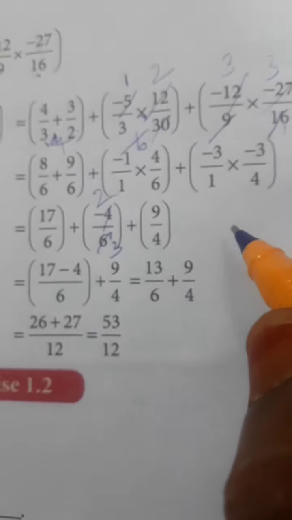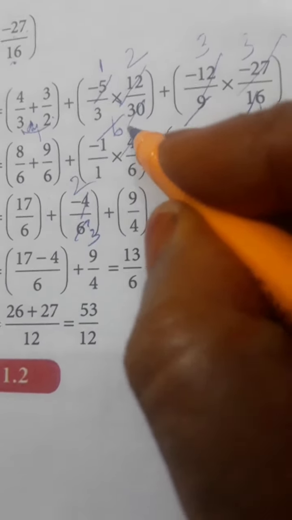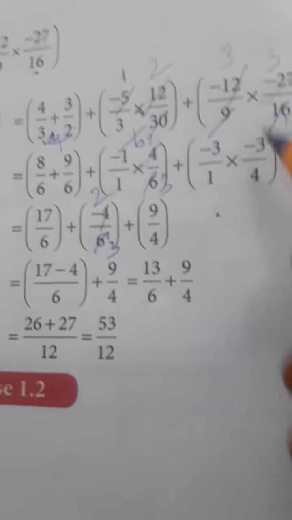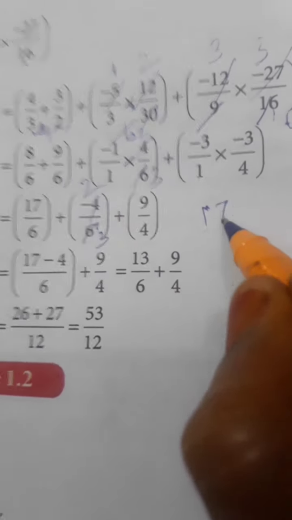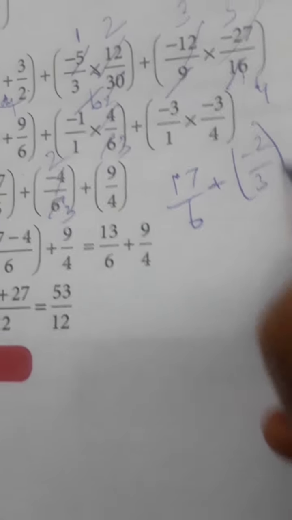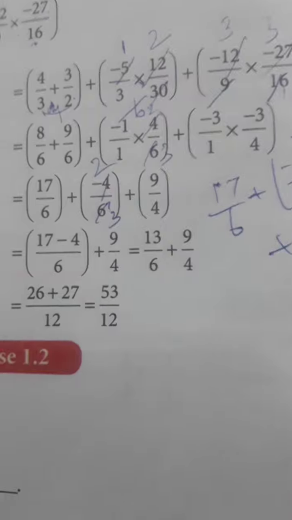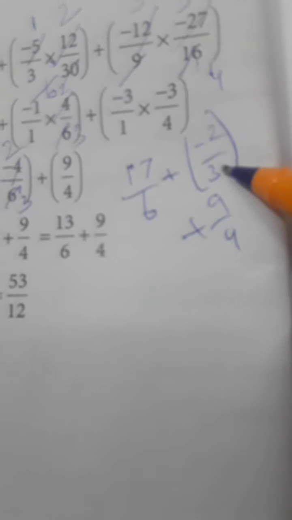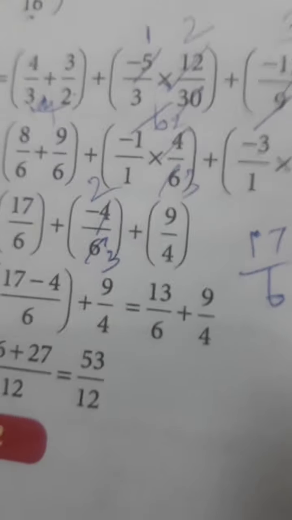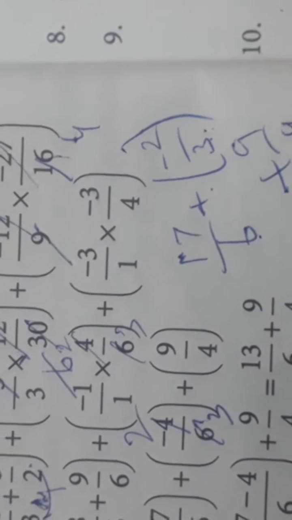Now final answer here. What is the answer? This here also strike out, that 1 2 is 2. 2 3s are 6. So 17 by 6 plus of minus 2 by 3 plus of 9 by 4. Okay, first you do this 2 1 for. So the 2 table cancels. See here, 17 by 6 plus minus 2 by 3 plus 9 by 4.